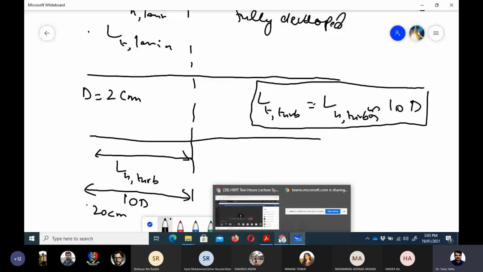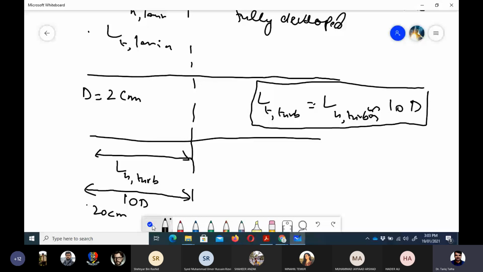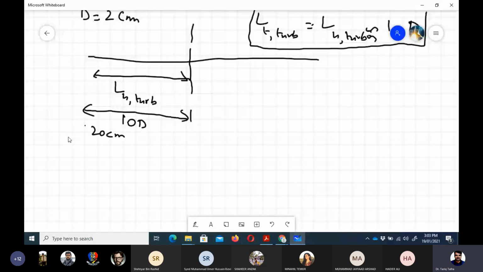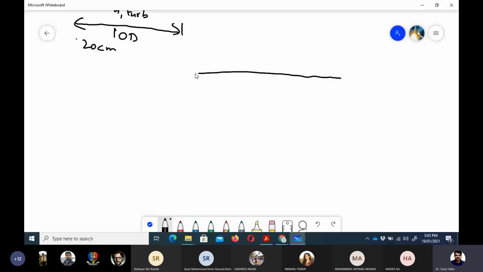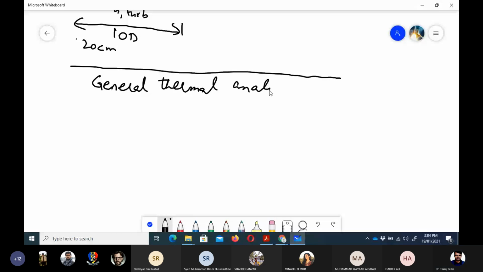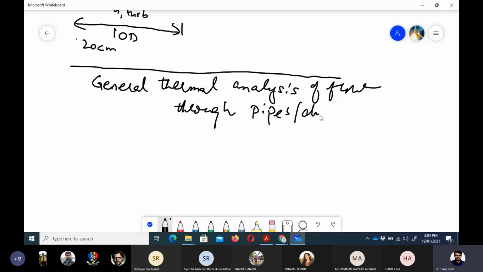Now, let me pen this a little bit. Now we are going to talk about the general thermal analysis of flow through pipes, or we can say ducts, whatever we call it, pipes and ducts.